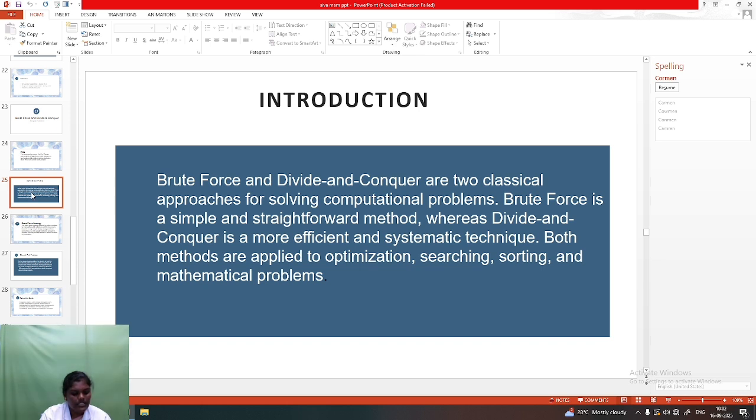Two advantages of brute force algorithm are the similarity to the problem statement. They are easy to understand and implement, and they are guaranteed to find a solution if one exists among the choices possible. The first one is simple to implement. Next one is it often works well for small input sizes.